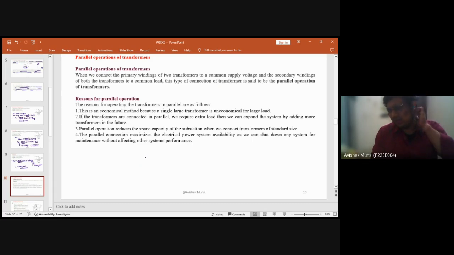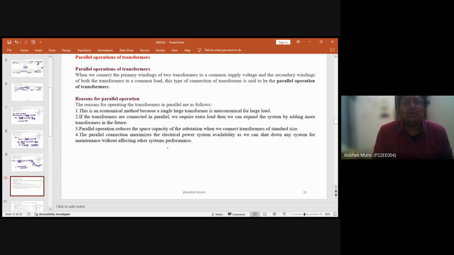So why do we need parallel operation? Because it is an economical method when we require a large transformer. It is better to use parallel transformers than a single large transformer, because if any one of the transformers is damaged, you can replace that part and keep using the other parts. But in the case of a single large transformer, there is a chance of damage, and if it is damaged, there will be a huge loss. And whenever we require extra load, we can add more and more transformers in parallel.